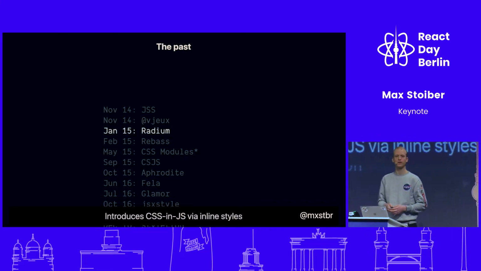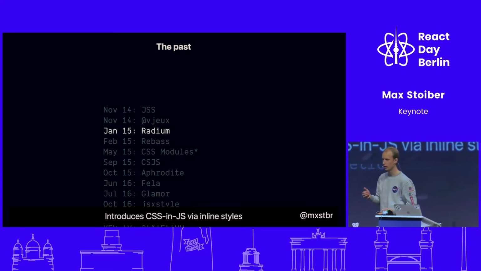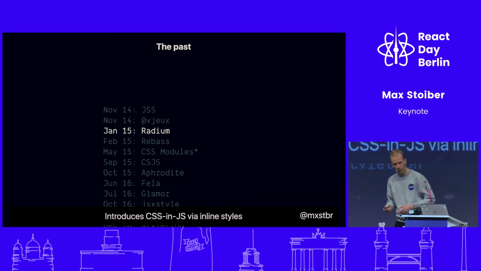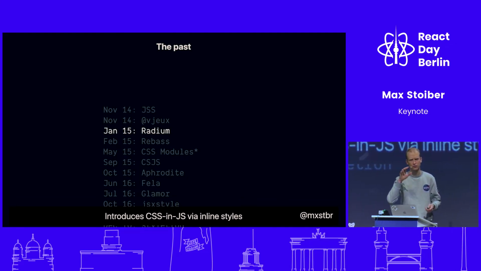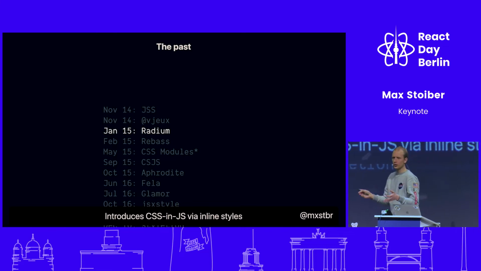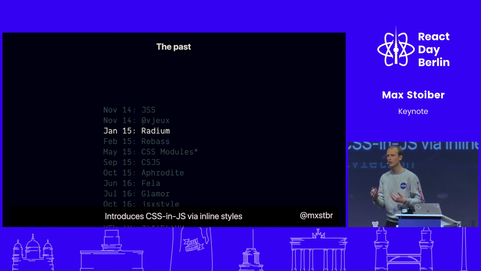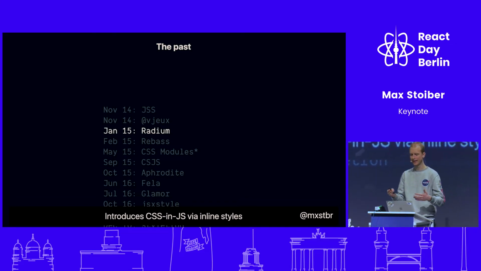Then in January of 2015, Radium was launched. Radium was the first CSS-in-JS library that got really popular. They used CSS-in-JS via inline styles. So you would write your styles in JavaScript, and it would assign style tags to all of your DOM elements. Now, that approach, with the benefit of hindsight, we know is not the best one. And it isn't the best one because a lot of things you can do in CSS are very hard to do in a style tag.